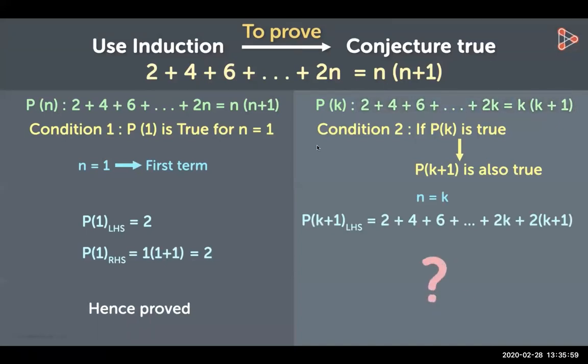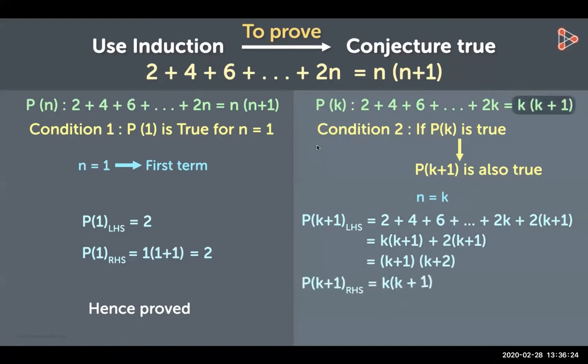How do we simplify this? Look at this part. We have already seen that this is equal to k multiplied by k plus 1. So we replace this part with k times k plus 1. We see that the part k plus 1 is common to both the terms. Hence, this can be simplified to k plus 1 times k plus 2. Now, to calculate the right-hand side, we replace the k with k plus 1 in this expression.